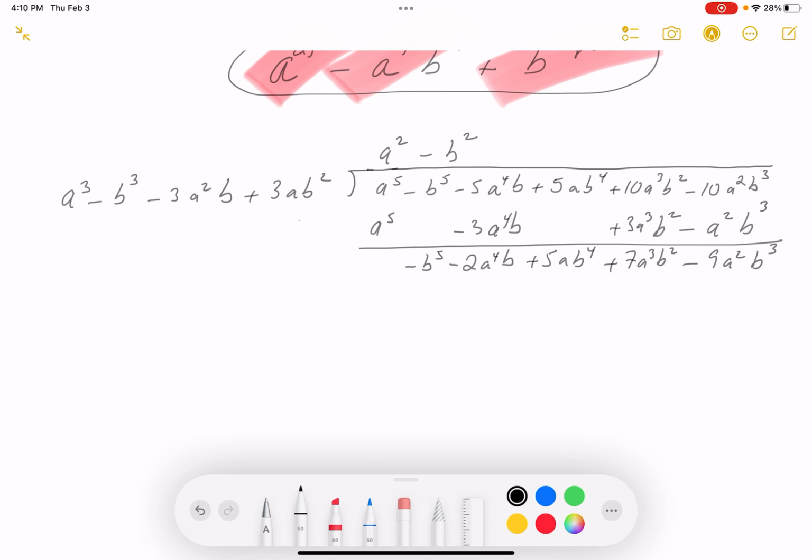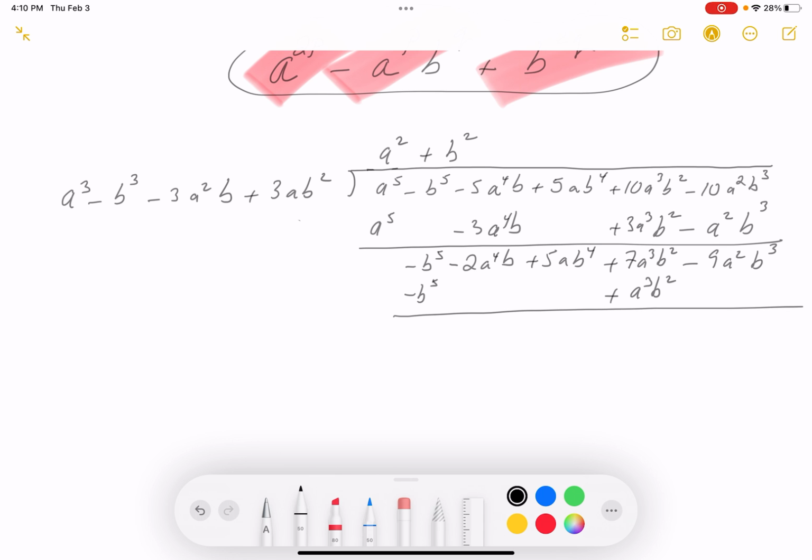I'm going to do minus b squared times a cubed. Oh boy, what would that give you? That would give you minus a cubed b squared. Then what do I get? Oh, I'm sorry. It's plus. I made a mistake. Again, because I want it to be minus the b to the fifth. So minus b to the fifth. But you catch your errors as you go along.